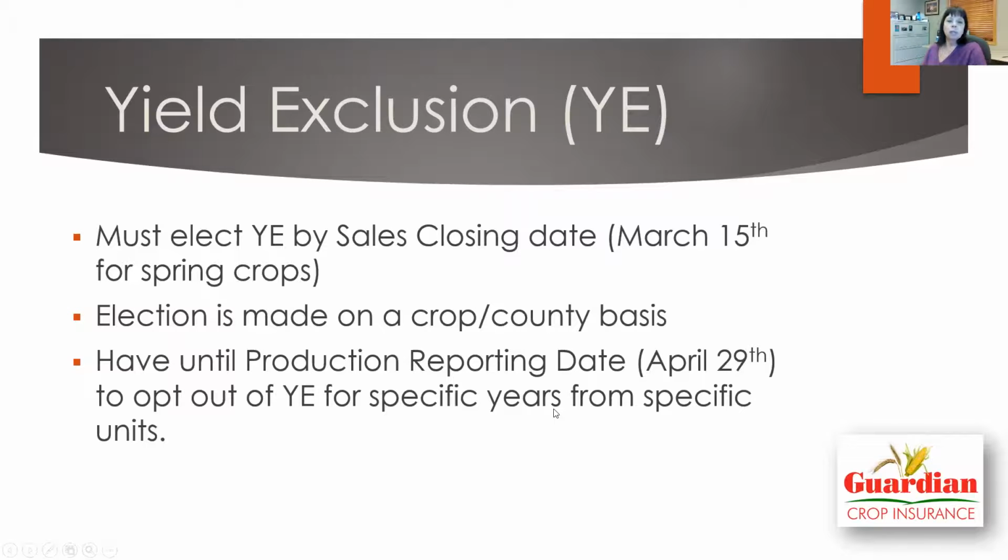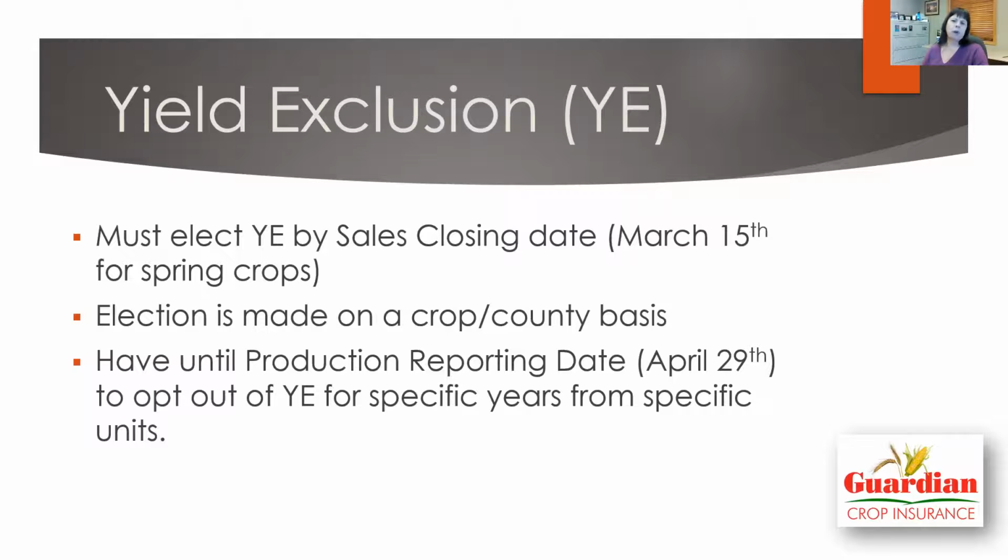So you do need to elect the yield exclusion by the sales closing date, March 15th, and the election is made on a county crop basis. So you do it by crop, by county. You have until the production reporting date, which is April 29th for spring crops, to opt out of the yield exclusion for specific years from specific units.